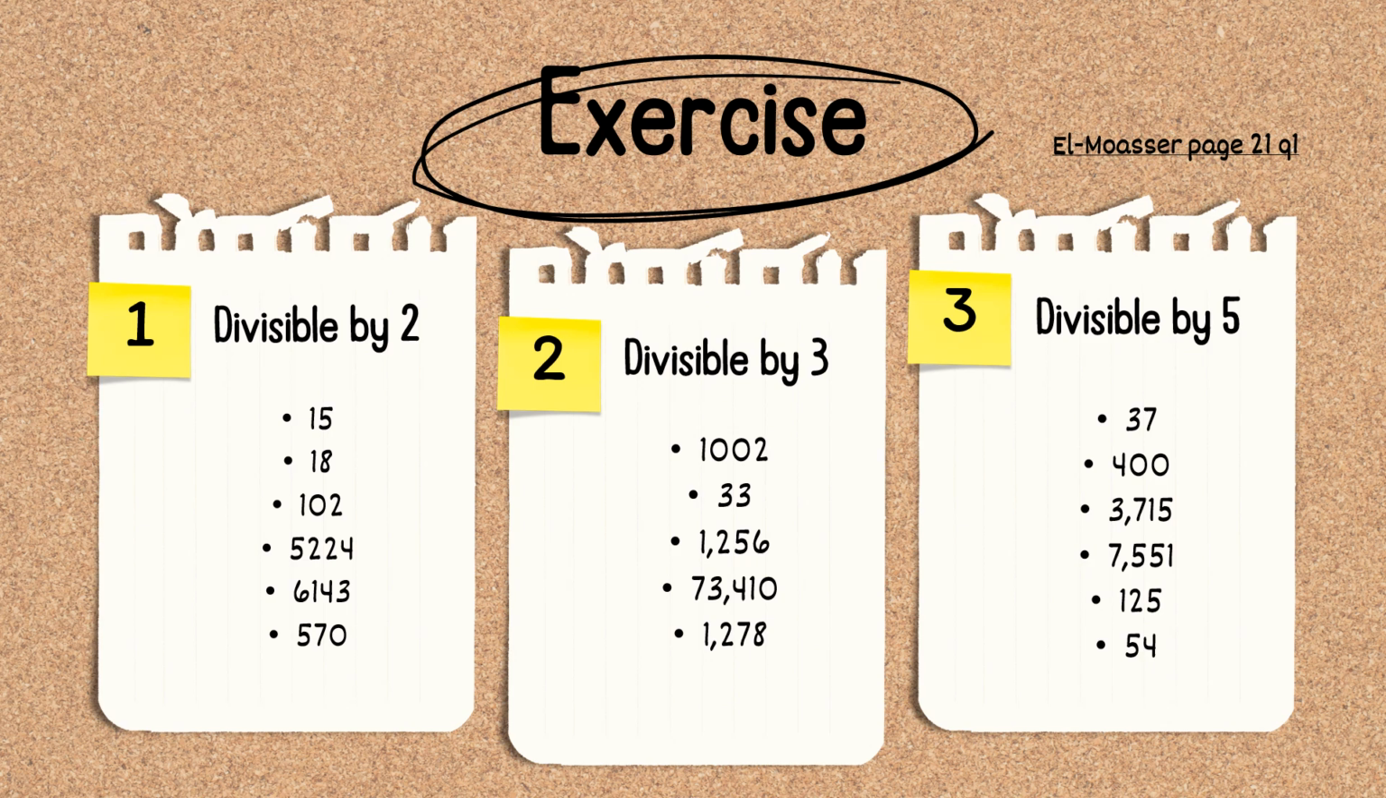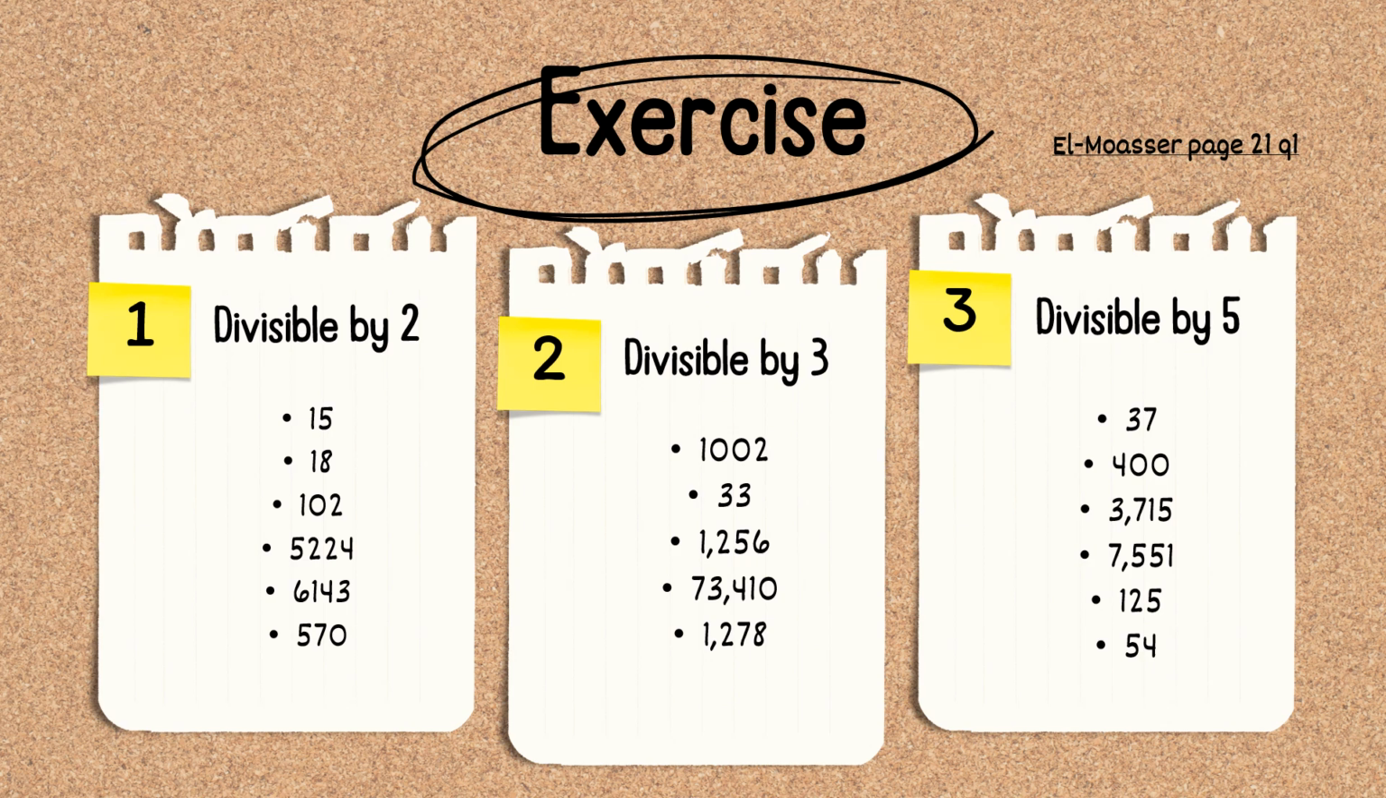The last one is 1278. Let us get the sum of the digits. 1 plus 2 equals 3. 3 plus 7 equals 10. 10 plus 8 equals 18. 18 is a multiple of 3. 18 is divisible by 3. 18 is in the timetable of 3. Yes, 1278 is divisible by 3.